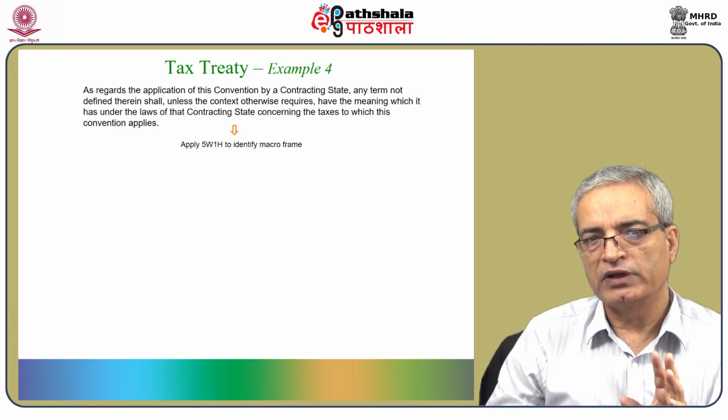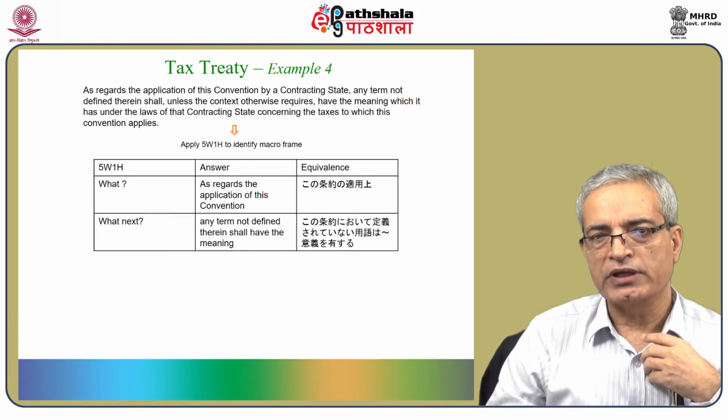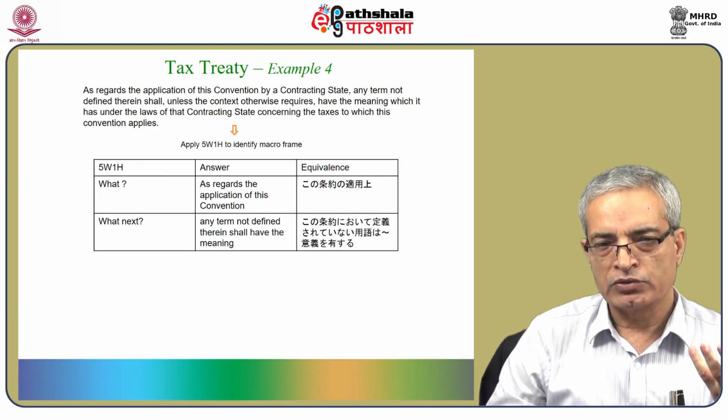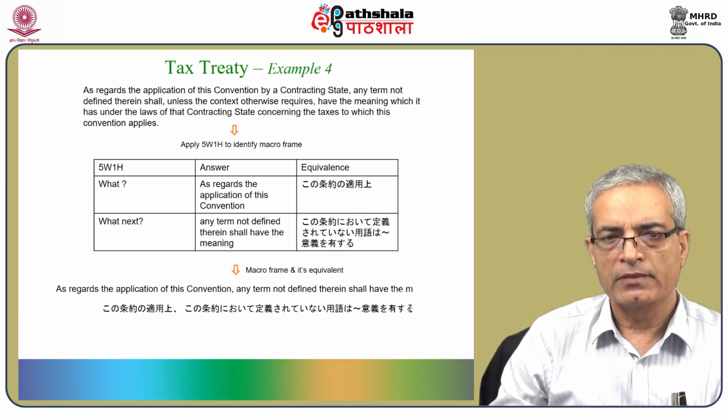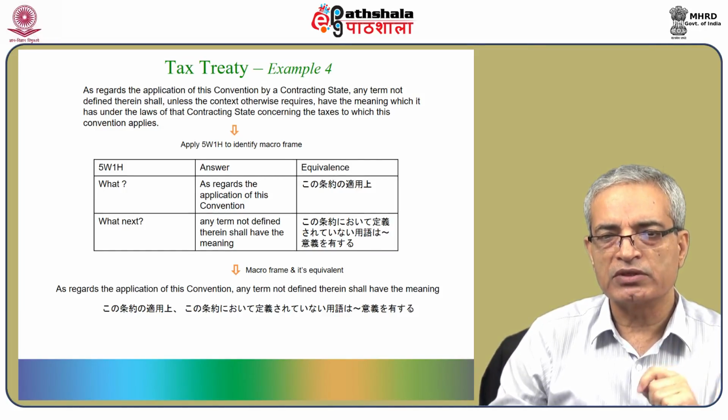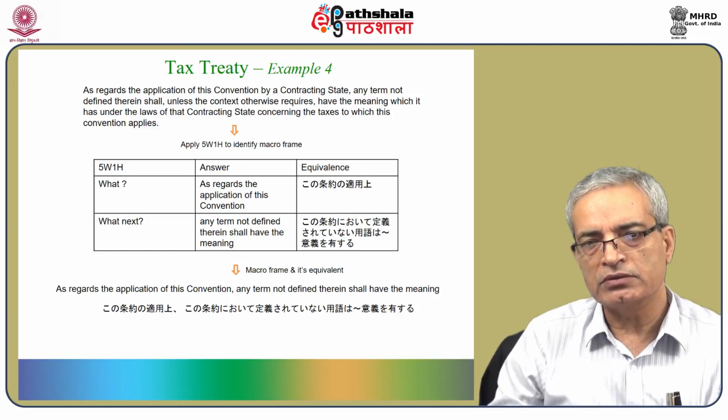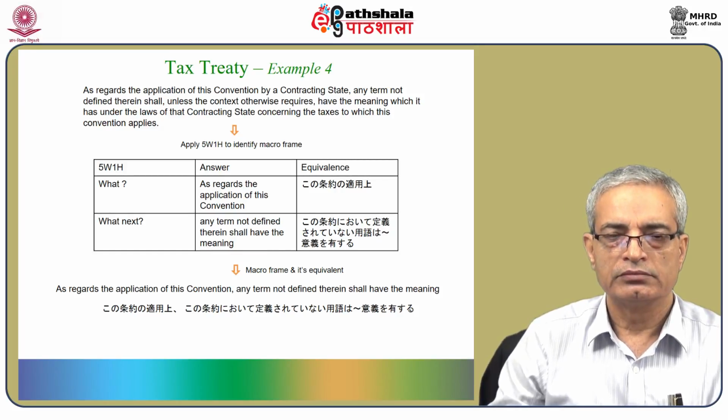Let's apply 5W1H. Not my job to do text treaty or text business. So let's try to understand it in a logical manner. What are we talking about? What? As regards the application of this convention. So kono jo ya kuno tekiyo jo.